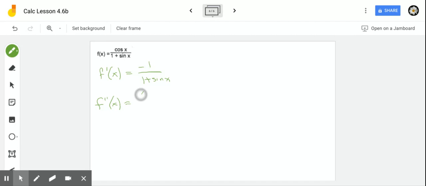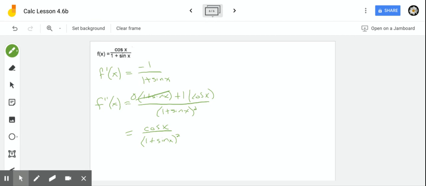So our second derivative is low d high, which is just going to be 0, minus high, which is a negative 1, and then d low is just cosine x, over the square of what's below. Now, that's just 0. So our second derivative turns out to be cosine x over (1 plus sine x) squared.